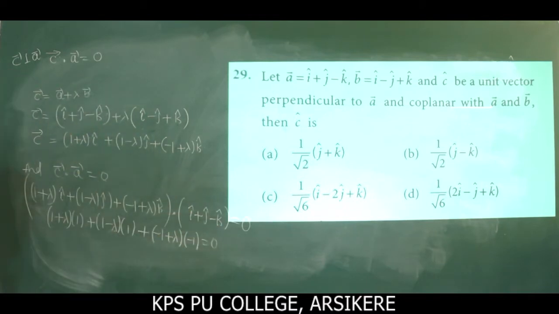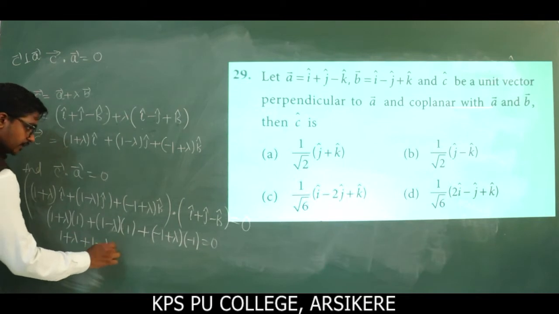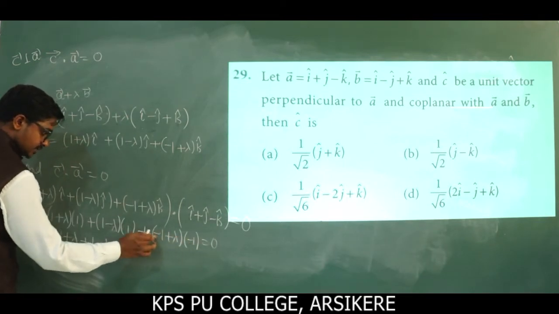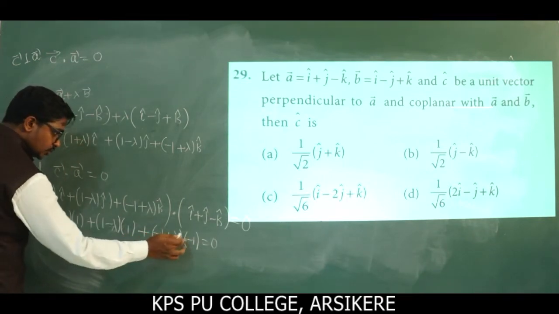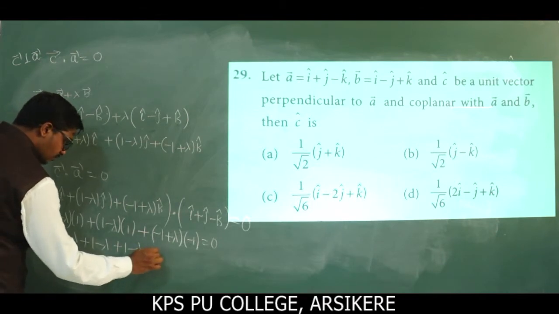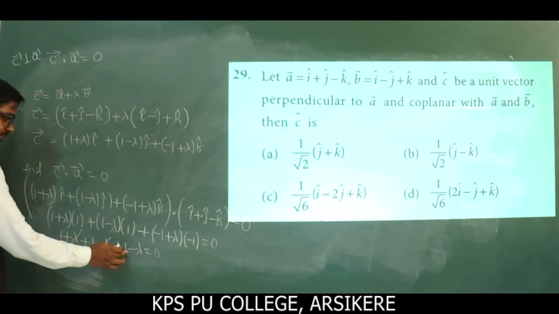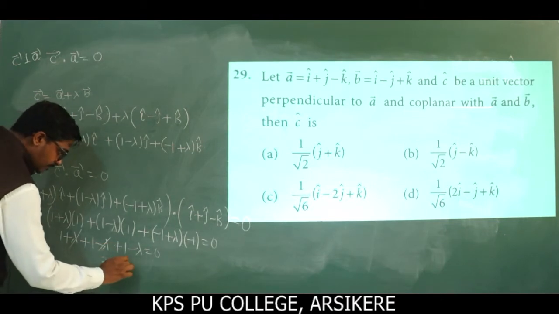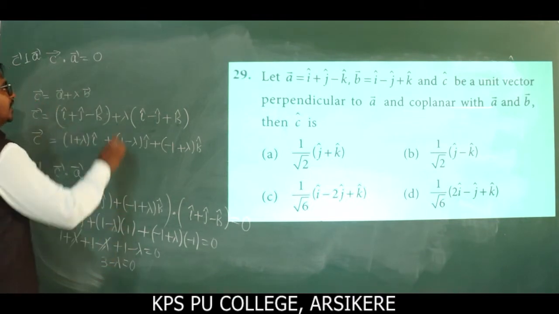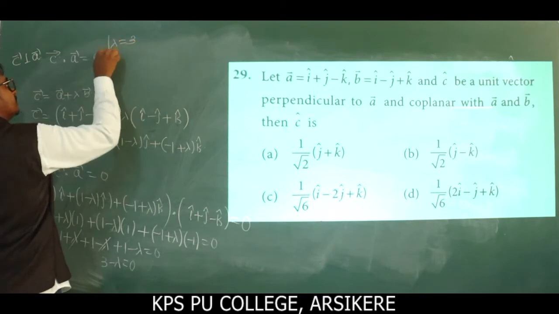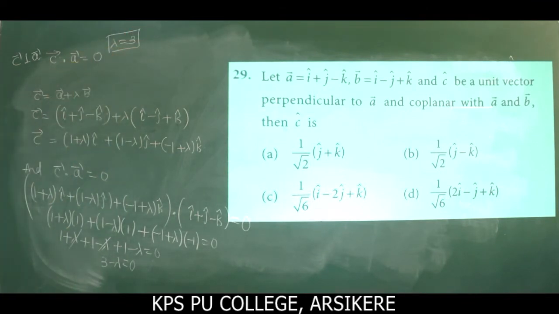0. For the simplification: 1 plus lambda plus 1 minus lambda, multiply with the negative sign, minus into minus is plus 1, minus into plus is minus lambda, is equal to 0. Plus lambda minus lambda get cancelled, 1 plus 1 is 2, so 3 minus lambda is equal to 0. Lambda is equal to 3. The answer is 3.